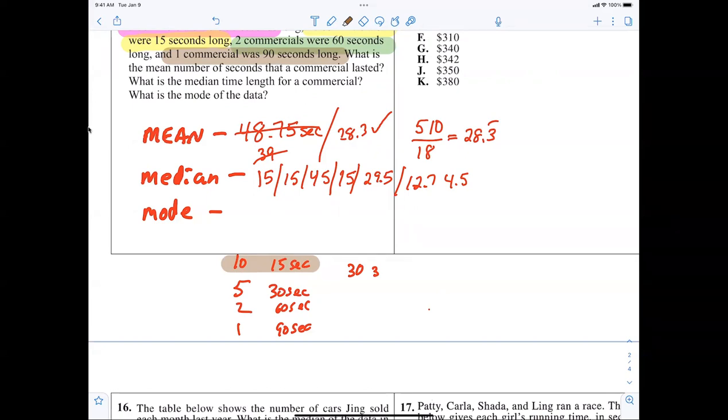Yes. At first, I thought they tricked me, but it just so happened it didn't matter when I arranged them, because whenever you find the median, you got to put the numbers from small to large. All right. That was the problem. That was an excellent question.